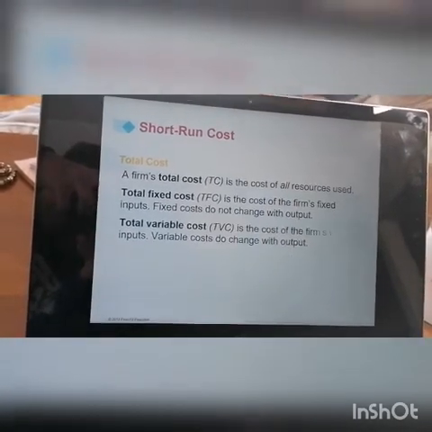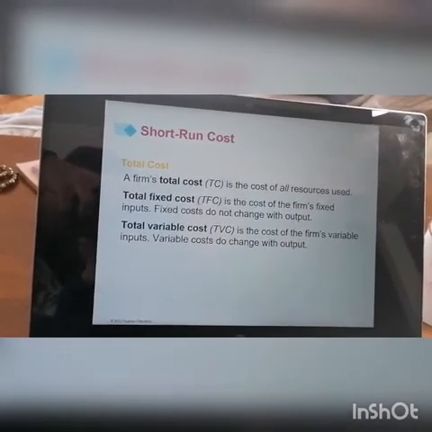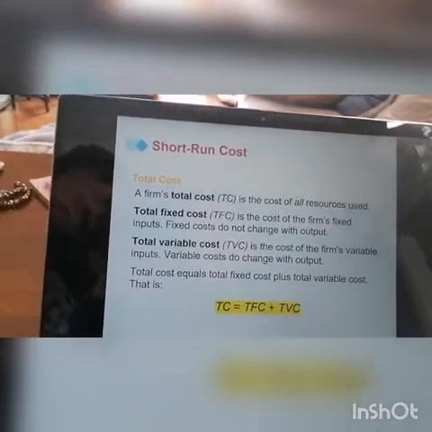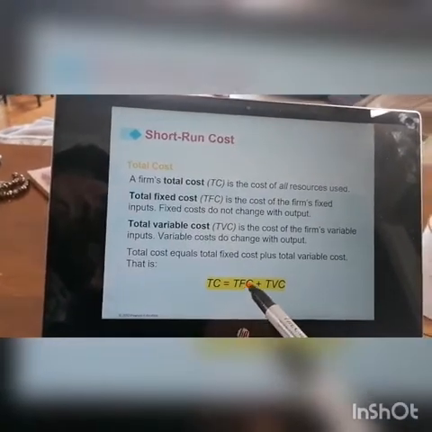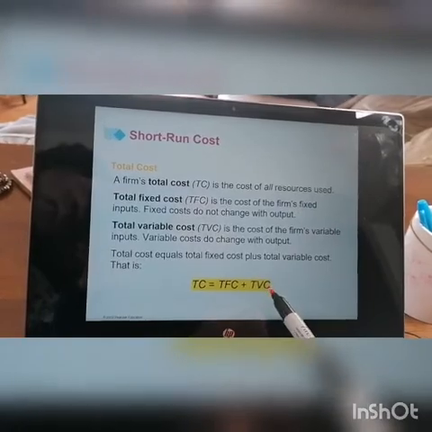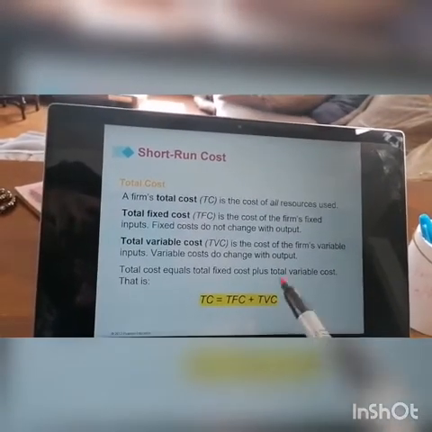Total cost can be broken out into total fixed cost and total variable cost. That is, TC equals total fixed cost plus total variable cost.